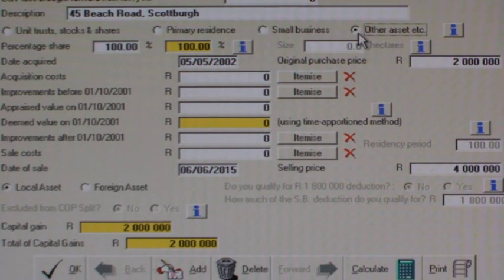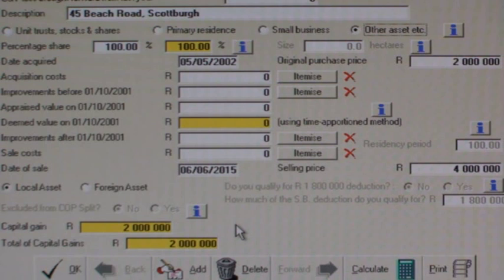You can see that we've selected this particular asset as an other asset, as it is a second property as opposed to a primary residence or a small business sale. Looking at this first very simple example, we can see that we bought this holiday house for 2 million rand and sold it for 4 million rand. So we made a profit of 2 million rand. The profit that SARS wants you to enter on the ITR 12 as code 4250 is the 2 million rand. SARS will apply any community of property splits, annual exclusions and inclusion rates.